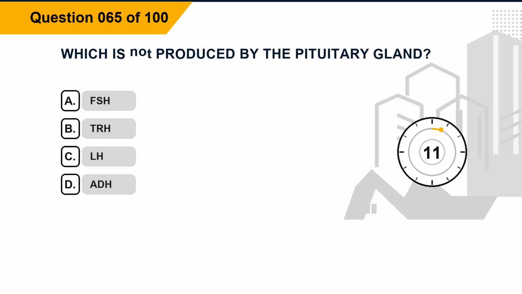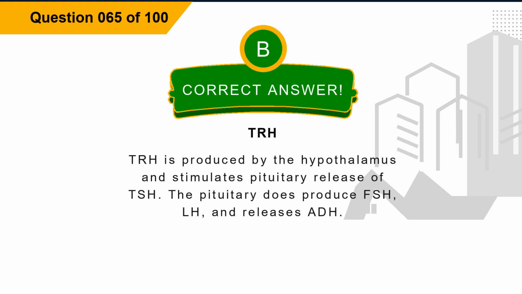Question 65. Which is not produced by the pituitary gland? Option A, FSH. Option B, TRH. Option C, LH. Option D, ADH. The correct answer is option B, TRH. Explanation. TRH is produced by the hypothalamus and stimulates pituitary release of TSH. The pituitary does produce FSH, LH, and releases ADH.